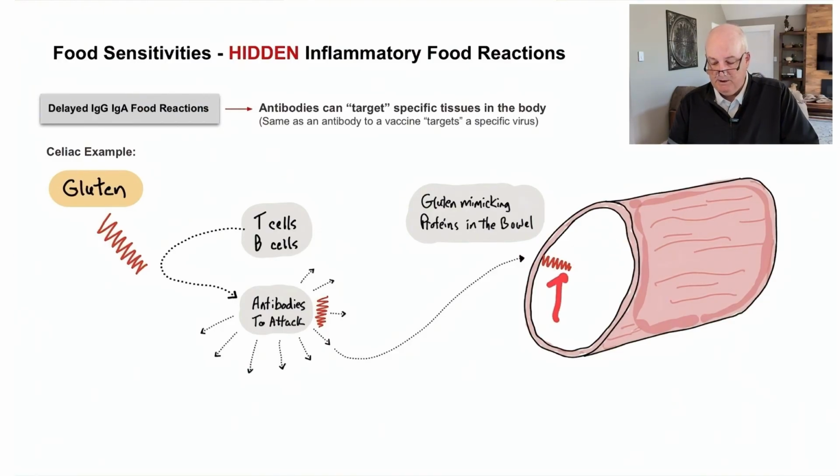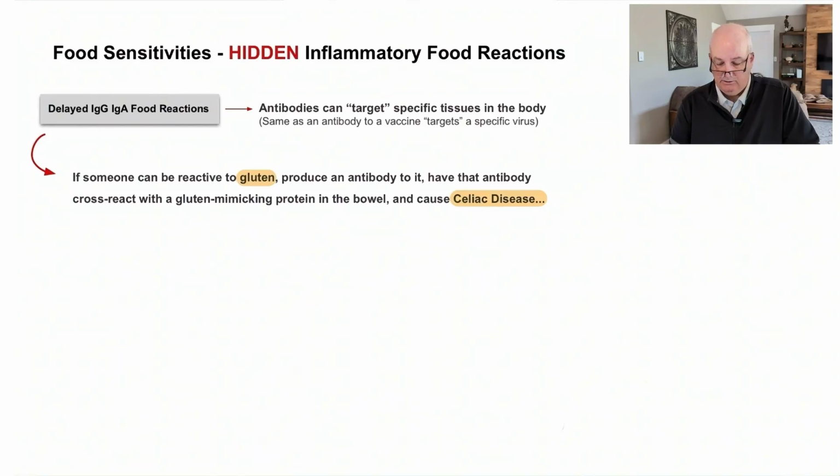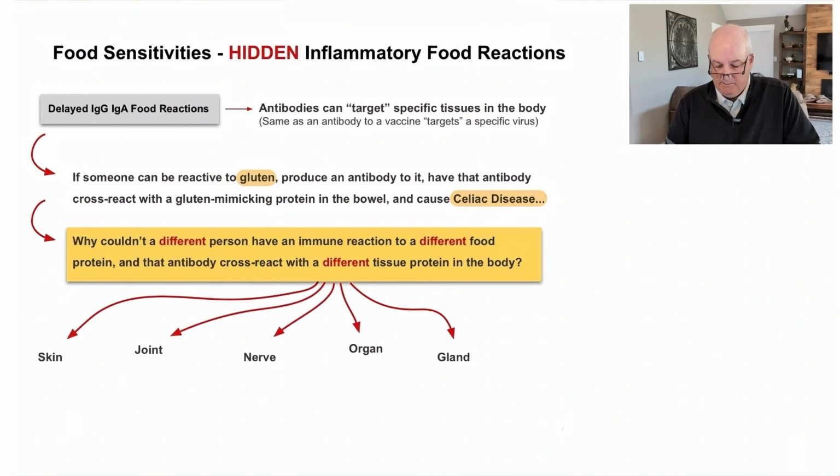Now, these proteins in the bowel are coded by your genes and DNA, and what your white blood cells interact with allergically is coded by your genes and DNA. We know celiac disease can actually run down through families. We know other autoimmune diseases can run down through families. This is a good example of this genetic coding for which tissue is going to be targeted by which food antibody. So from a delayed hypersensitivity point of view, if someone can have an allergy to gluten, produce an antibody to it, and the antibody cross-reacts with the protein in the bowel that looks like it, why couldn't a different person with different genes and DNA be allergic to a different food protein and have the antibody to that protein cross-react with a different tissue in the body? That's logical, and that makes sense.